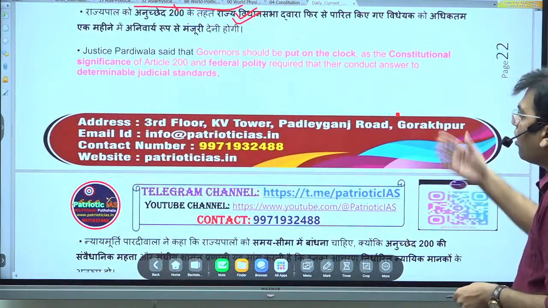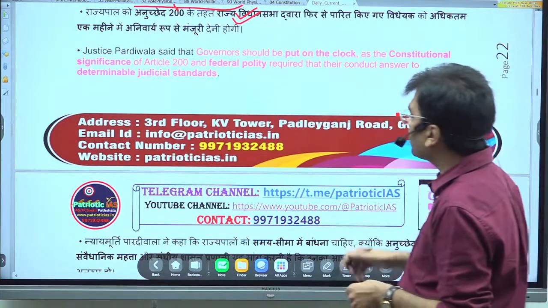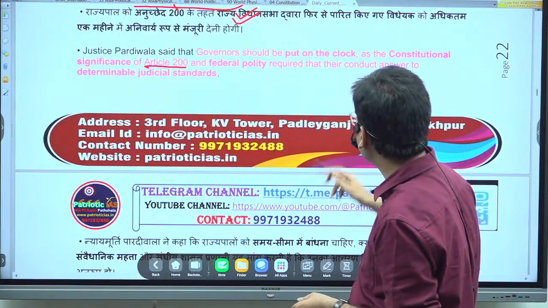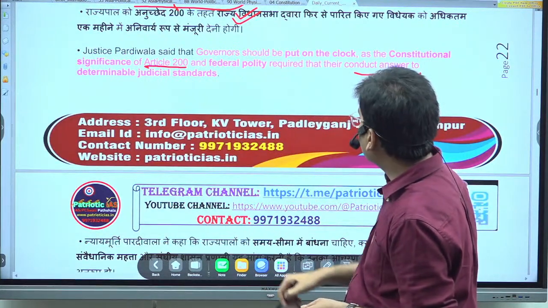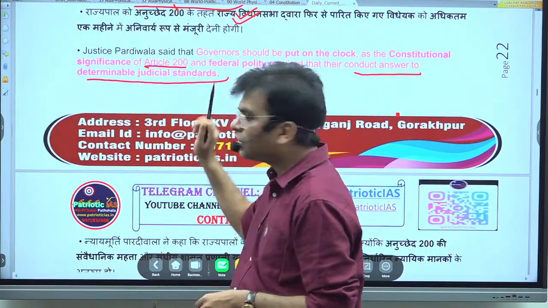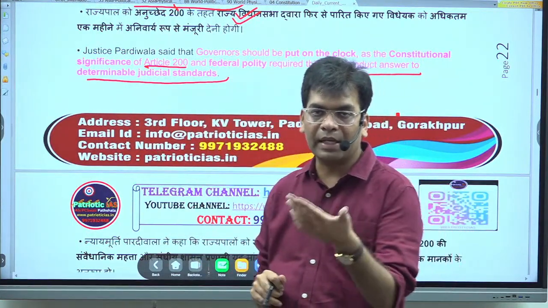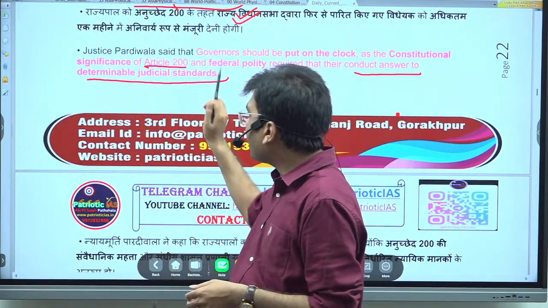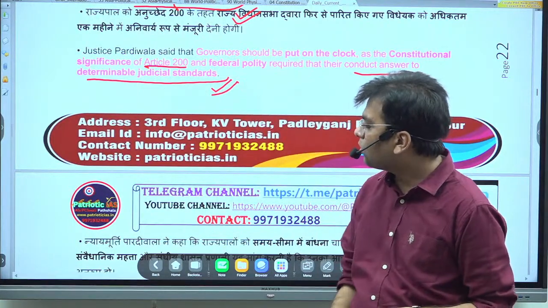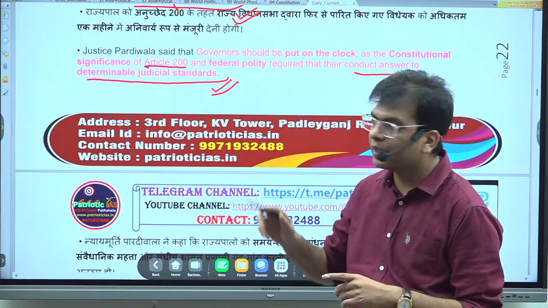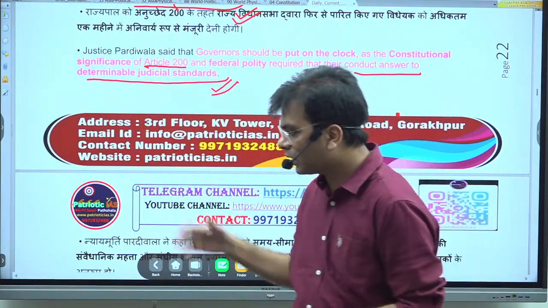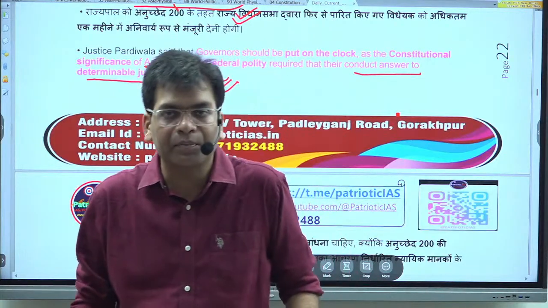Governors should be put on the clock, as the constitutional significance of Article 200 and the federal polity require that their conduct answer to a determinable judicial standard. So here, if the governor does not take action within the stipulated time given by the Supreme Court, the judiciary can again look into the matter. Even punishment can be given to the governor. Action can be taken by the judiciary against the governor. All this has been mentioned in this judgment.